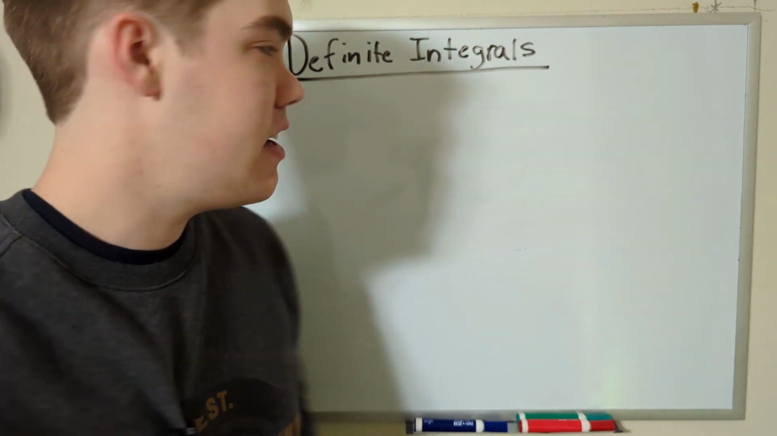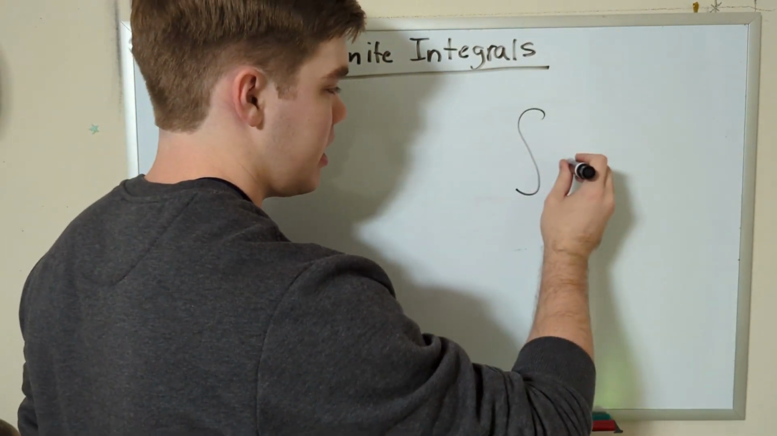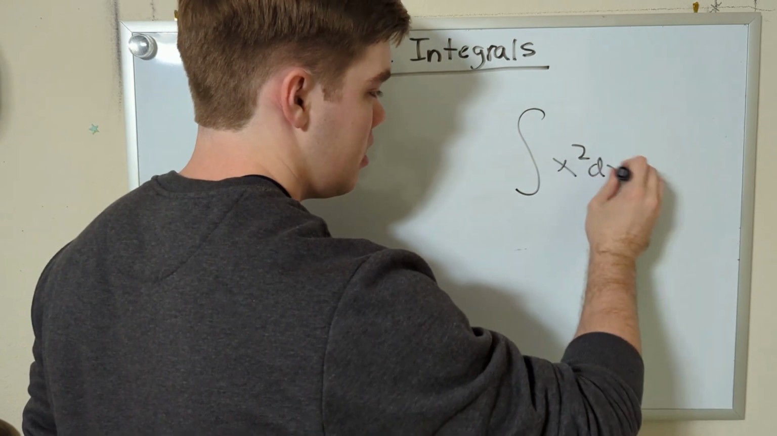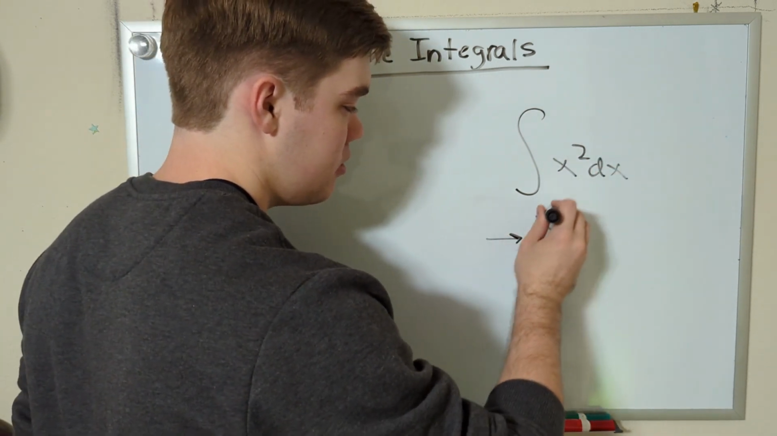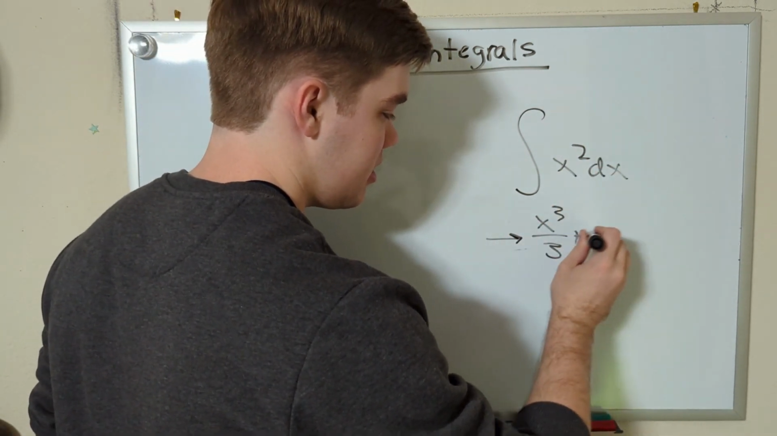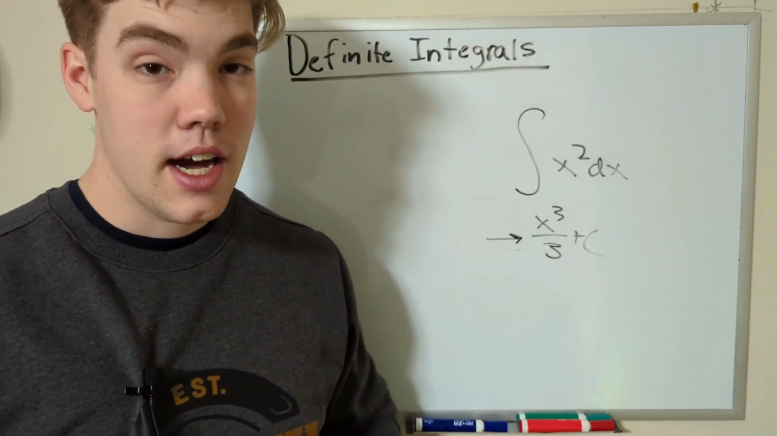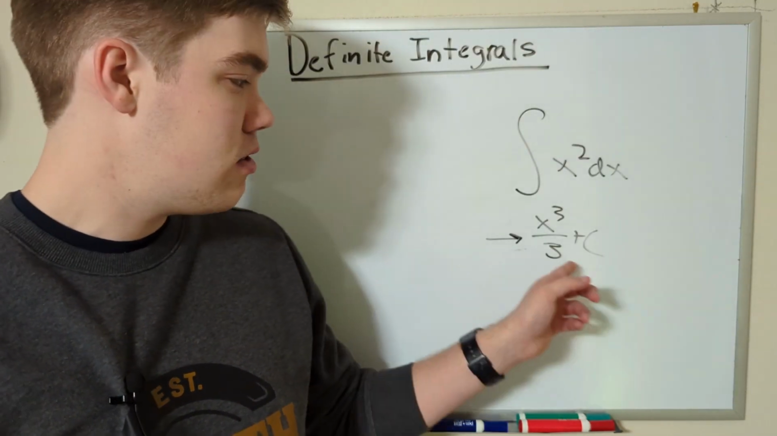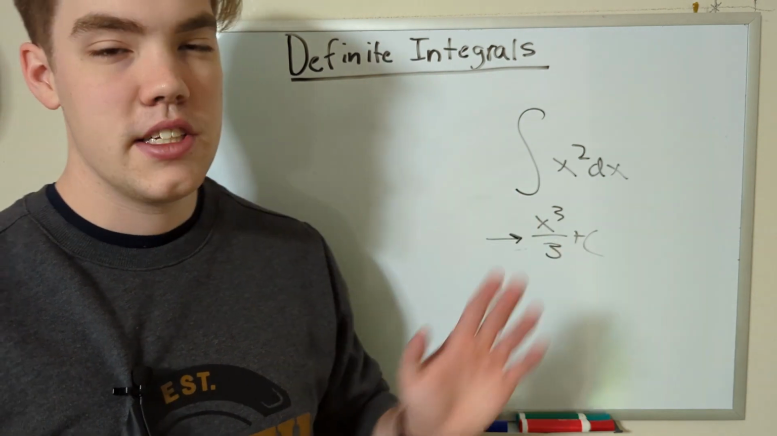When we talked about indefinite integrals, we always solved an integral that maybe looks something like this, say x squared dx. And the answer to this was x cubed divided by 3 plus c. But why are we always writing this plus c? I mentioned it in the first video. It's because we don't know if there was a constant here whenever we did the integration.